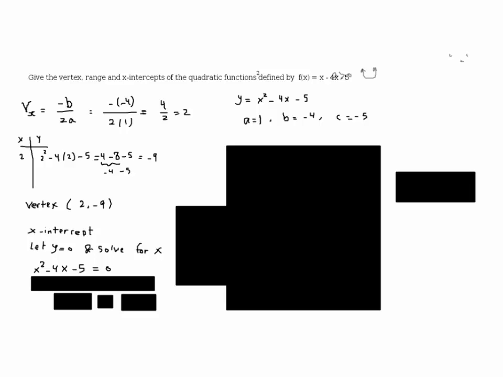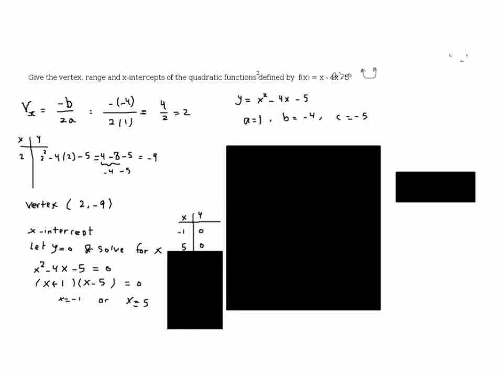x squared minus 4x minus 5. What do we have to do? You need to factor this, right? How do you factor this? x plus 1 and x minus 5. Yes. Then you can solve for x. You get x equal to minus 1 or x equal to 5.